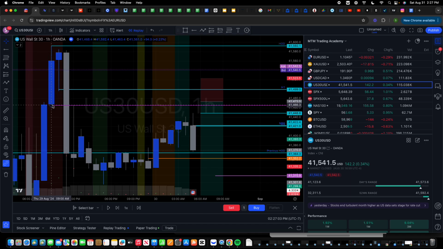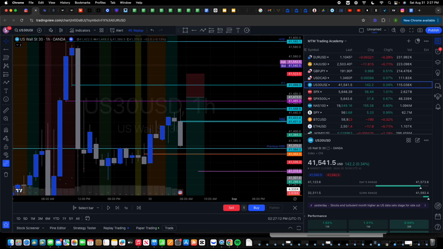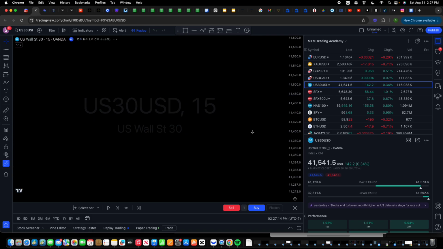And after that, this would have also been a 1 hour supply. Price already used it, but remember, it's not the true area of supply. This one is, because this is where all the volume came from and all the selling pressure came from. So now let's hop into the 15-minute time frame.